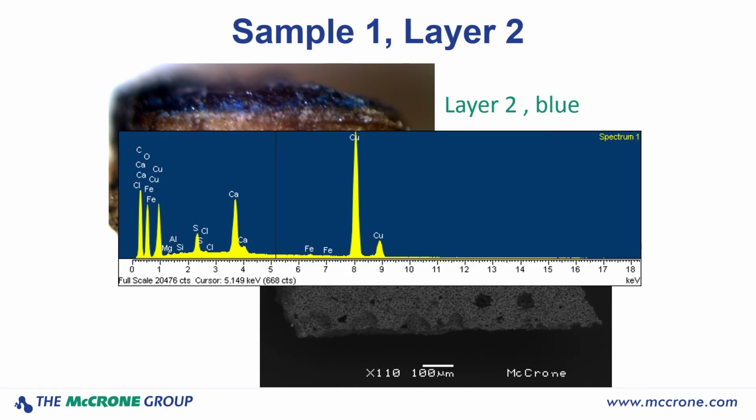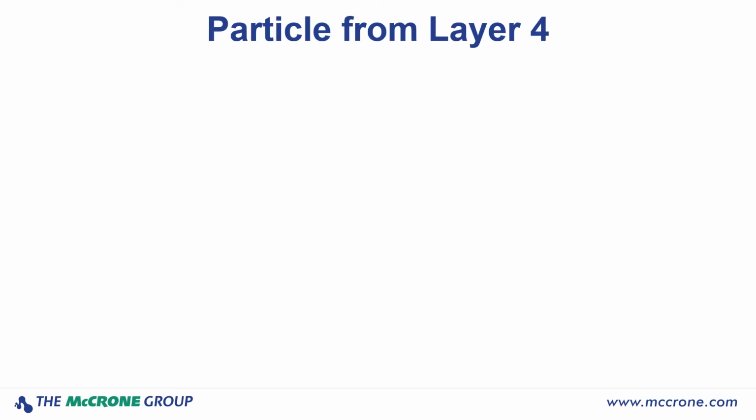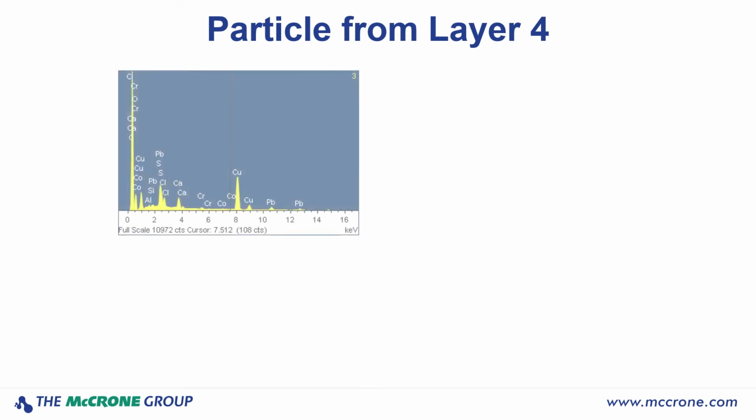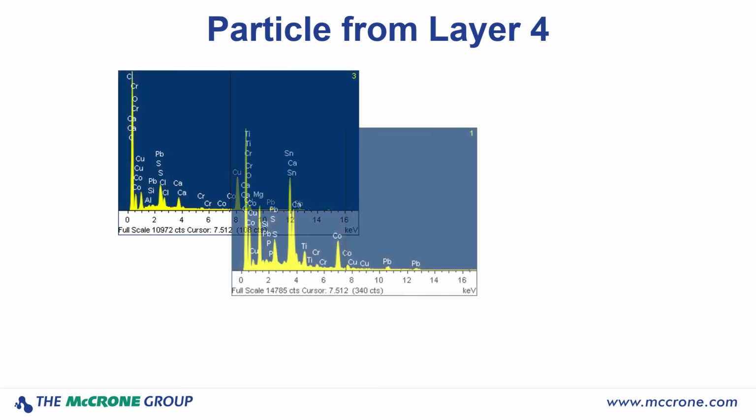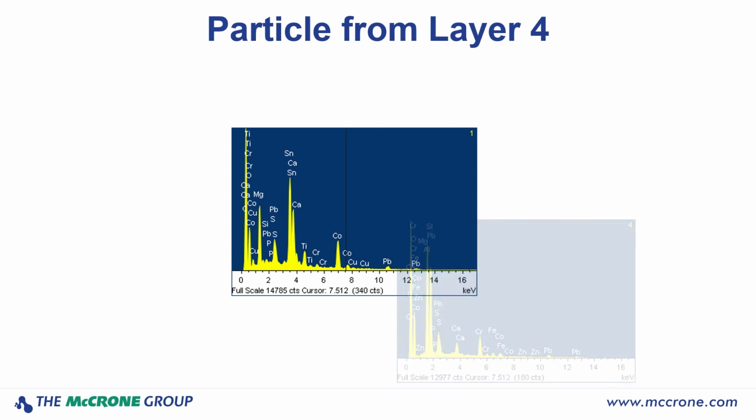EDS showed that this pigment was rich in copper, and in fact, X-ray diffraction showed that it was azurite, which is very typical for this time period. A particle from layer 4 was analyzed and showed very different elemental compositions. Many with lead, some with chromium, and some, in particular, with cobalt and tin.